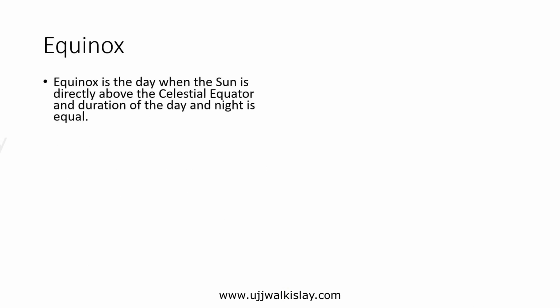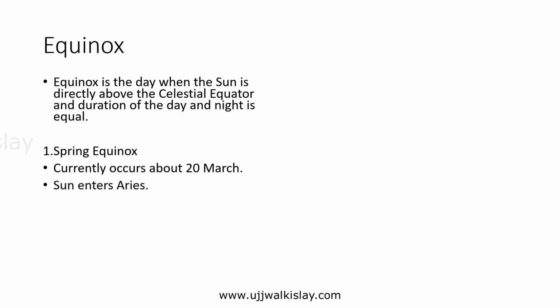Equinox. Equinox is the day when the sun is directly above the celestial equator, and the duration of the daytime and night is equal. There are two kinds of equinox, spring equinox and autumn equinox. The spring equinox occurs about 20th of March every year. On this day, the sun enters the tropical sign of Aries.